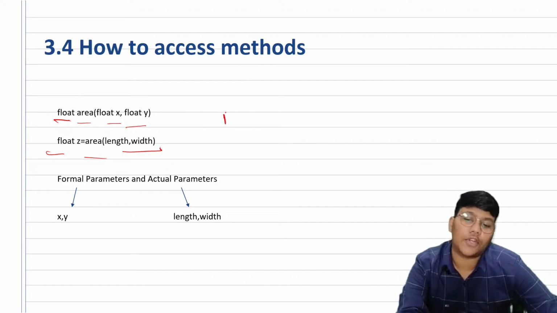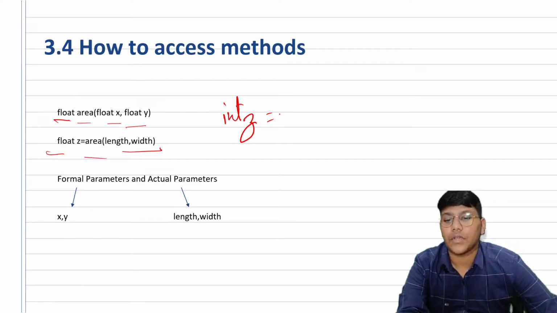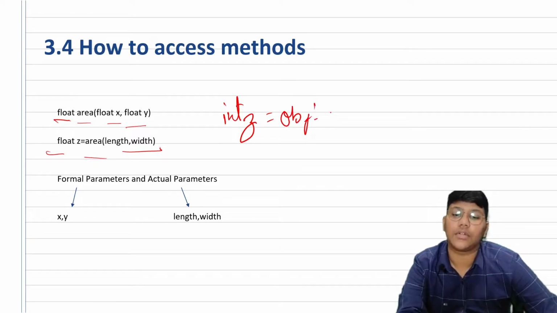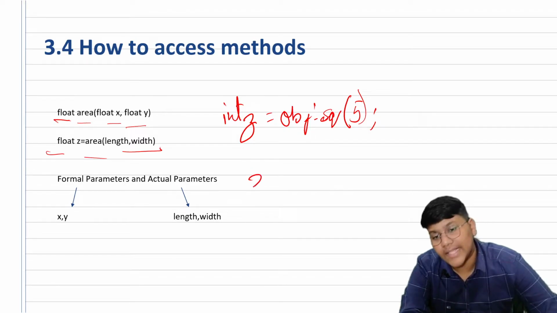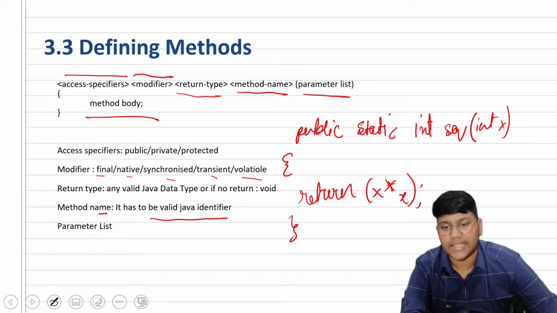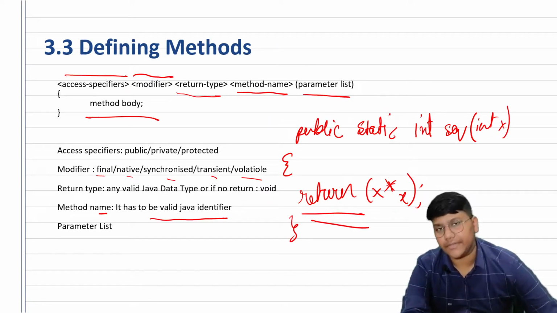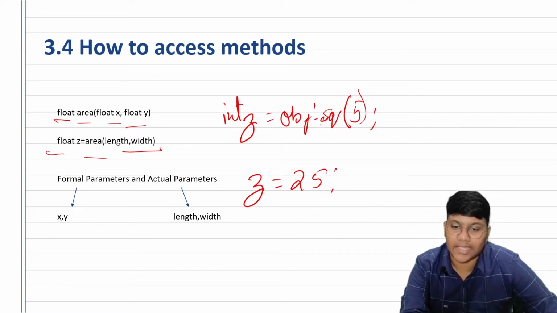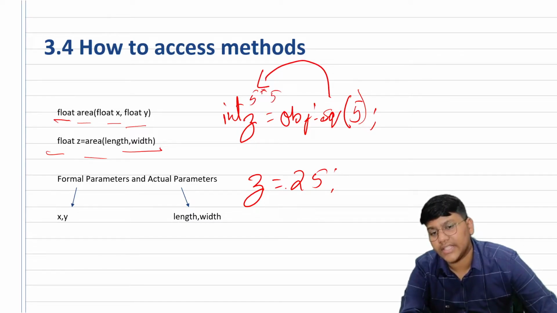Now for example, if we have to store in int z equal to object dot square sq the value, for example 5. So z's value will be 25. Why? Because in the return, this is where the value is returned, where we call. So we return x into x. So z will be, the object will return 5 into 5, that is 25.